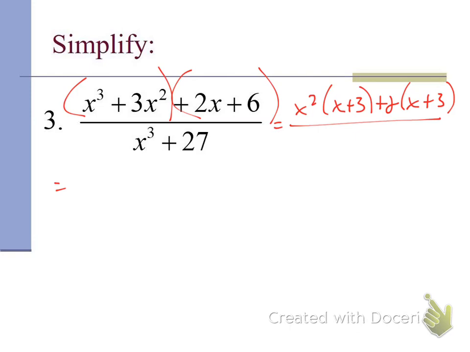The cube root of x cubed is x. The cube root of 27 is 3. That's your binomial. Your trinomial comes from the first guy squared, then multiply the two together, and then square your last guy. And you SOAP the signs, so same, opposite, always positive.